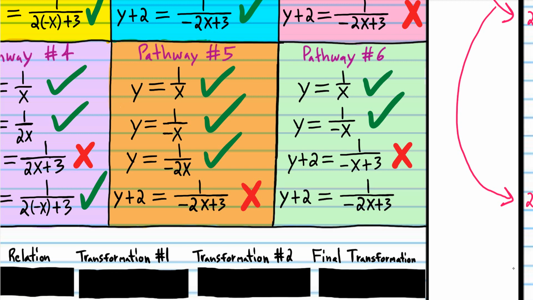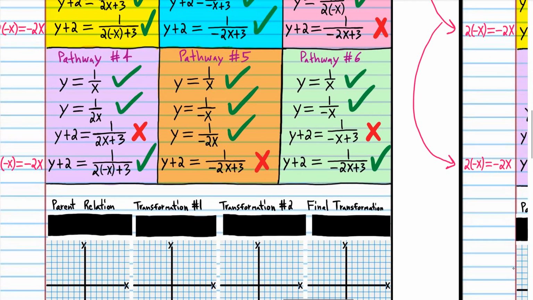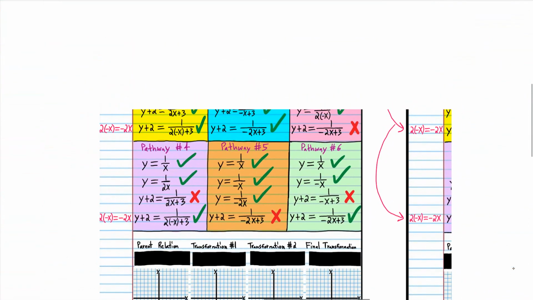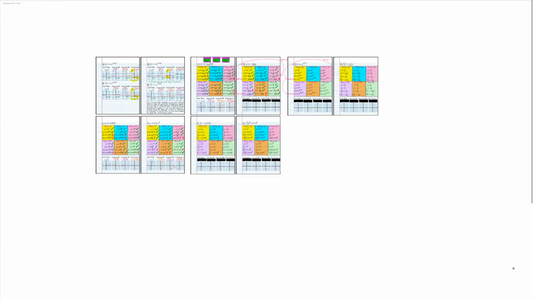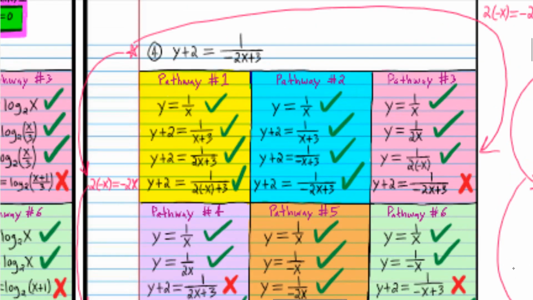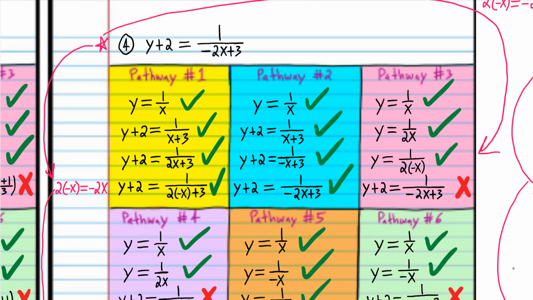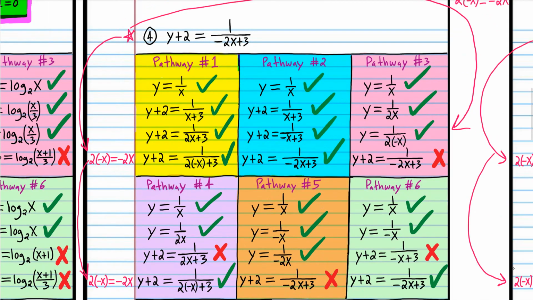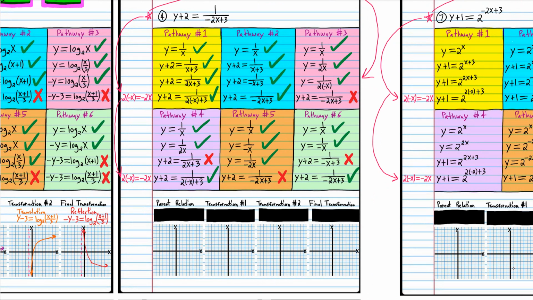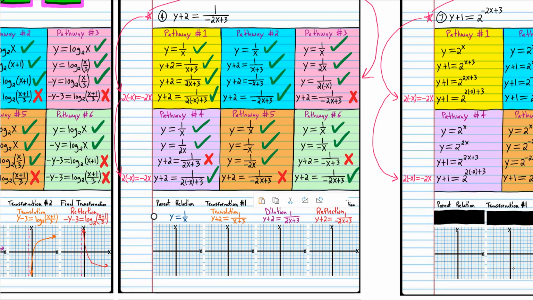Then we're replacing x with 2x. That's okay. The transformation properties tell us what to do, but we're not going to use pathway number 6. So we have pathway number 1 and pathway number 2 that we can use. So I'm going to unveil the pathway that we're going to use. We'll use pathway number 1.